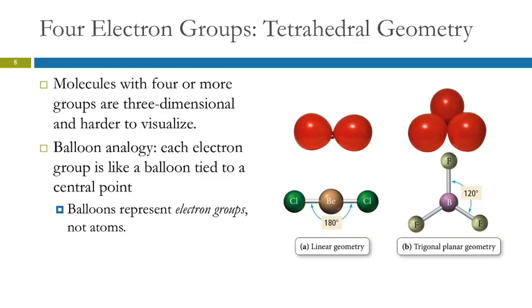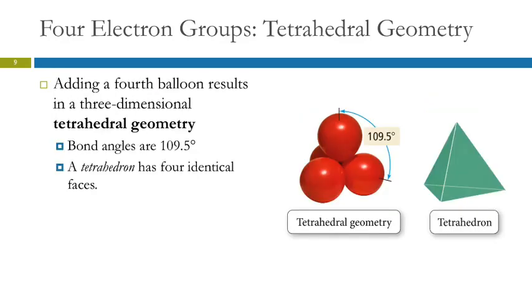Okay, so I have blown up the balloons in class, but for the internet people, here are pictures of the balloons. So this is what happens with 2 groups. You get a linear geometry. 3 groups, you get a trigonal planar geometry. Okay, what happens with 4 groups? When you add that 4th balloon, that causes those other 3 balloons to be pushed a little closer together. They get pushed down.